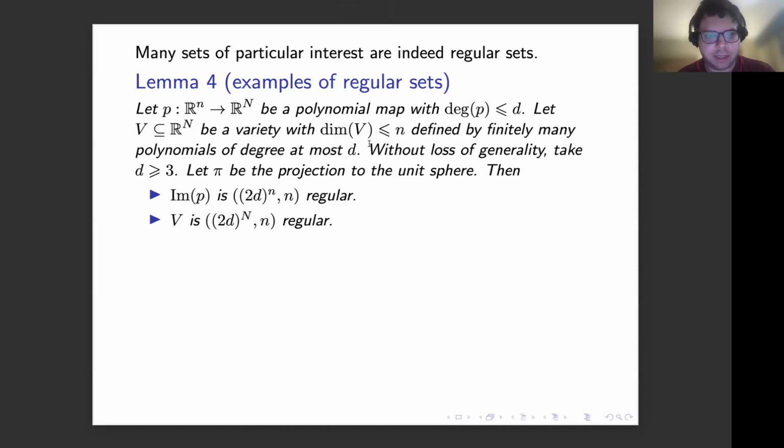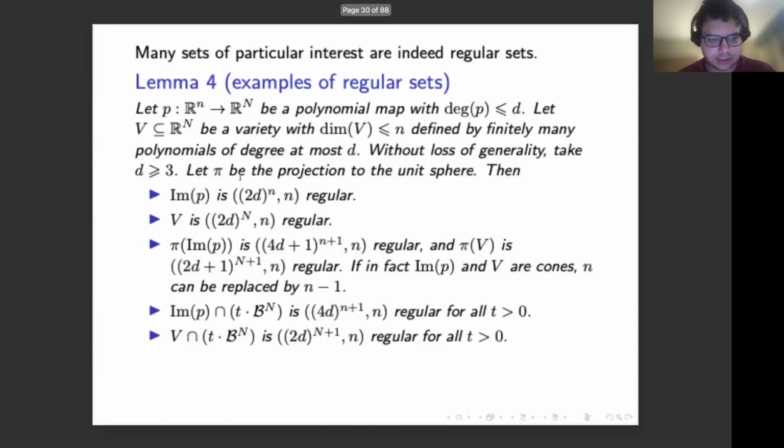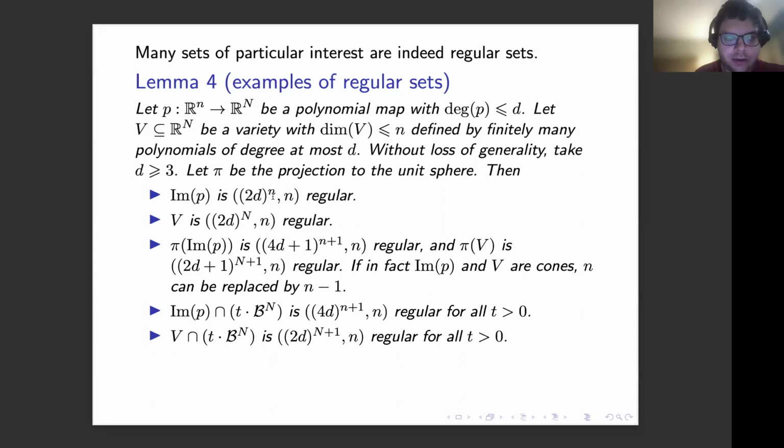Okay, so here's a lemma. This is a big family of regular sets. And here I'm giving you explicitly what the K and n parameters are, which we'll need. So suppose P is a polynomial map, and the coordinate functions are bounded by degree D. Then the image of P is regular with these parameters. The intrinsic dimension is the dimension of the domain of the parameterization, and then the K turns out to be 2 times the degree to the power of n.